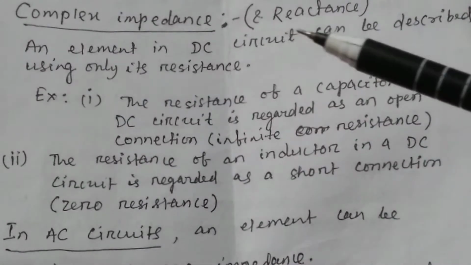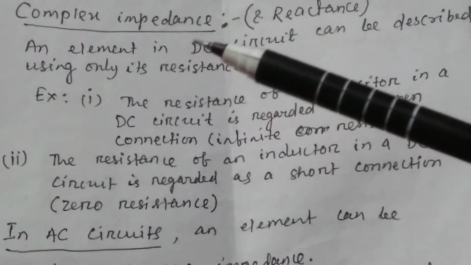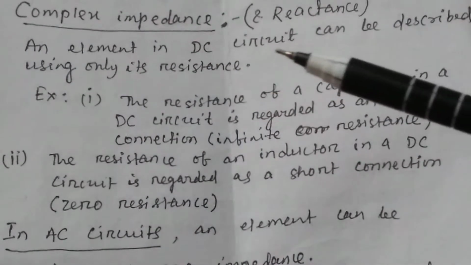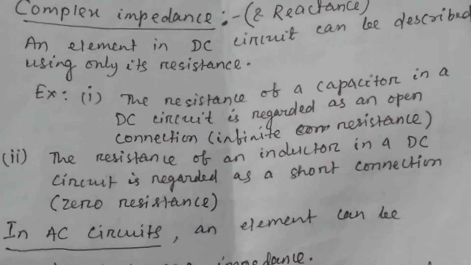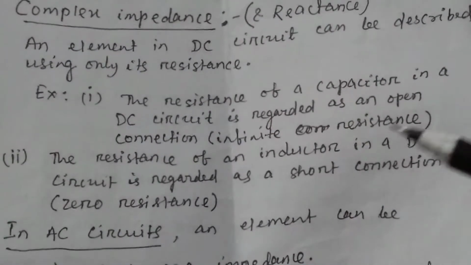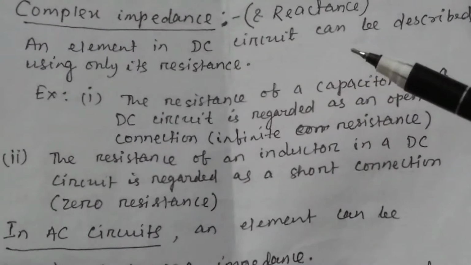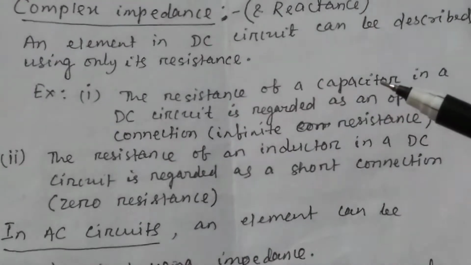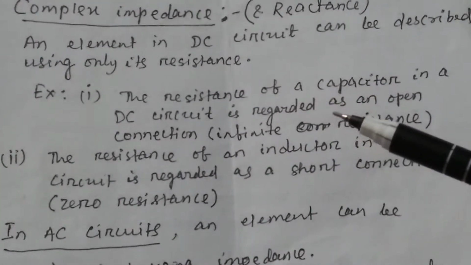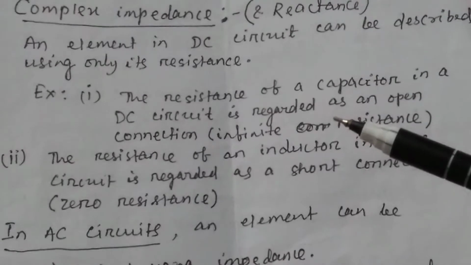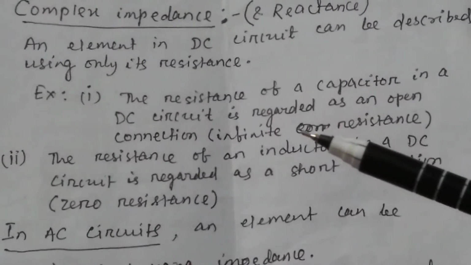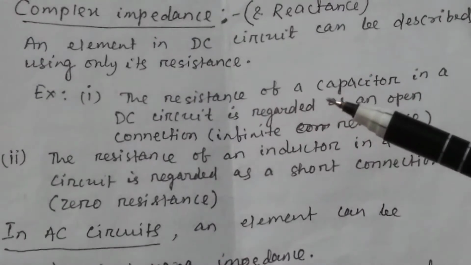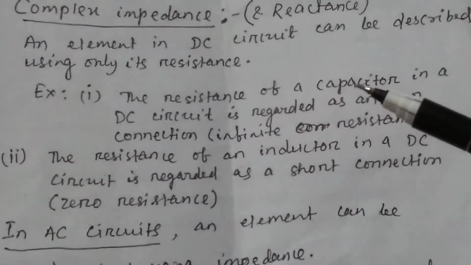Complex impedance and reactance. What is complex impedance? An element in a DC circuit can be described using only resistance. So in a DC circuit we take only resistance. For example, the resistance of a capacitor in a DC circuit is regarded as an open connection. That is, the resistance is infinity. For DC, the resistance of a capacitor is infinity.